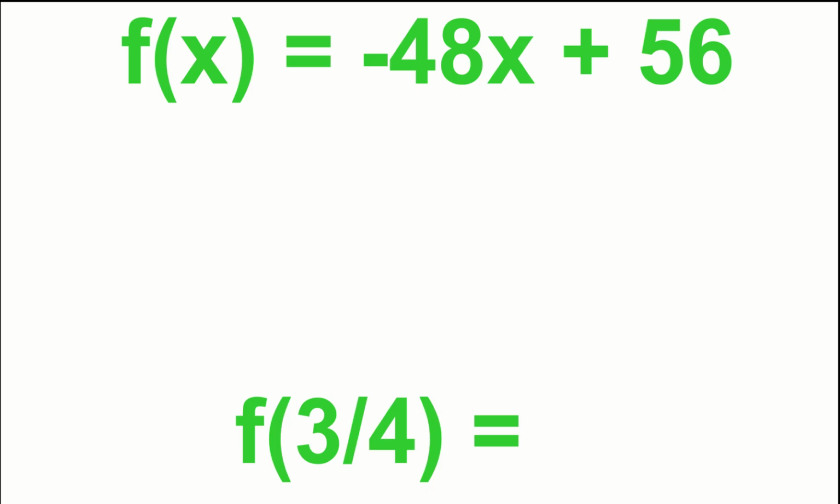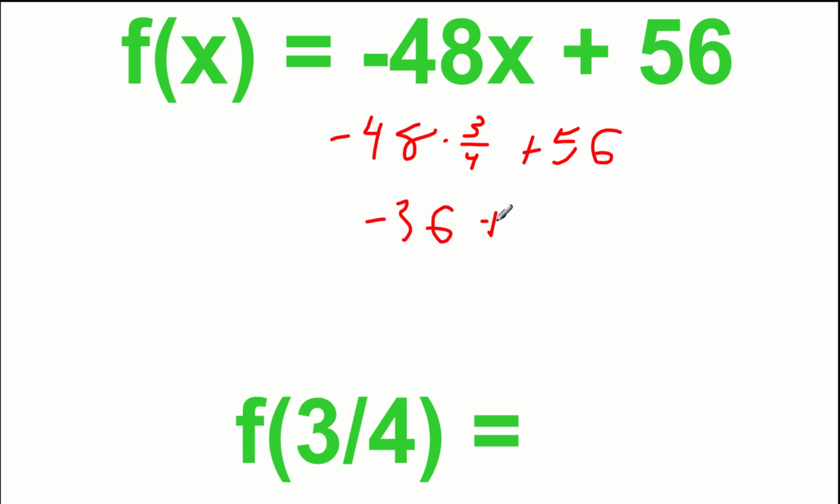Twenty's correct. We got 3/4 going in for the x, so we got negative 48 times 3/4 plus 56. When you multiply a whole number by a fraction, you can divide by the denominator and multiply by the numerator. So 48 divided by 4 is 12, times 3 makes 36. Since it's a negative times a positive, we got negative 36 plus the 56. Signs are different, we subtract, use the sign of the bigger number, so we got positive 20. Not horrible, right?